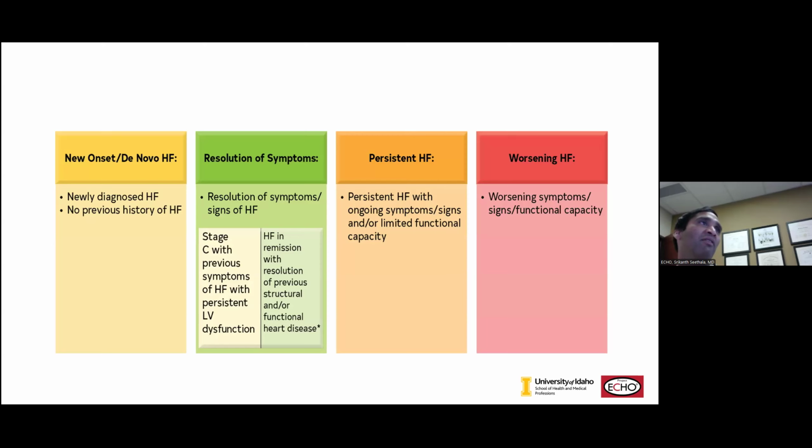And then we have new onset of heart failure, then resolution of symptoms but still have heart failure, and persistent heart failure, worsening of heart failure. We can classify that too. Other than new onset of heart failure, the rest of them you can include into worsening of heart failure, which will go into stage D cardiomyopathy. With resolution, they can move from stage C to B and B to C, and they can jump from B to D too.